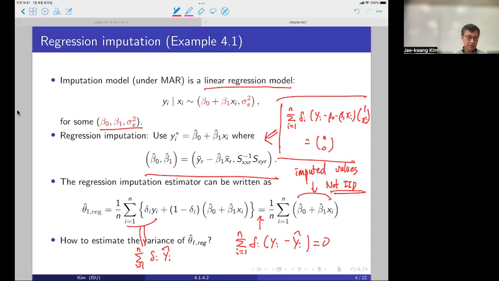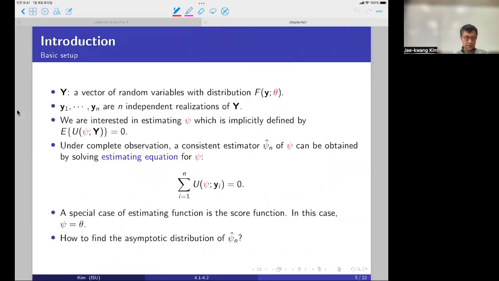Now let's move on. I'm going to introduce some concepts about the estimating equation. So theta is the parameter in the parametric model, like a normal or gamma, whatever.